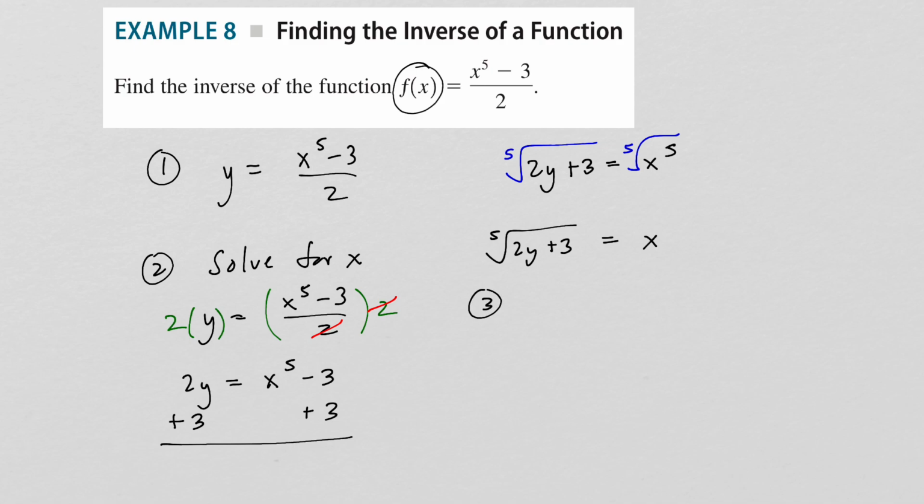And then in our third step, this x here becomes y. And on the other side, the y becomes x. And this is our inverse function. So the only thing left to do is to change the name to be f inverse of x.